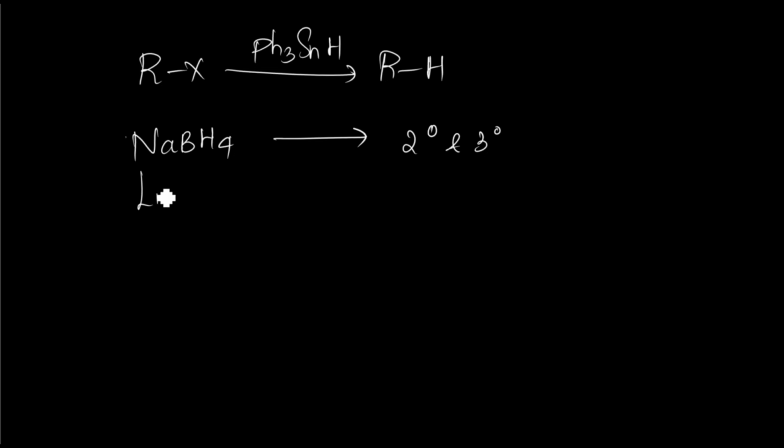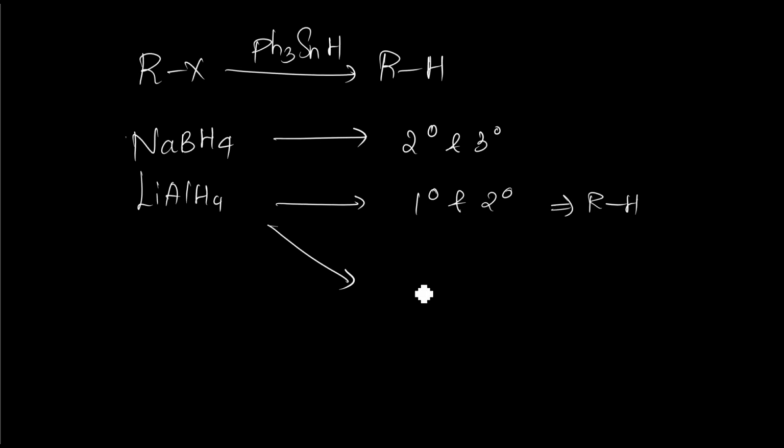If I'm taking lithium aluminum hydride, that can give two types of reactions. One is lithium aluminum hydride with alkyl halide, that is primary and secondary, which will give you RH. If it is a tertiary alkyl halide, then that will give you alkene. So although lithium aluminum hydride is a strong reducing agent, tertiary alkyl halide will give you alkenes.